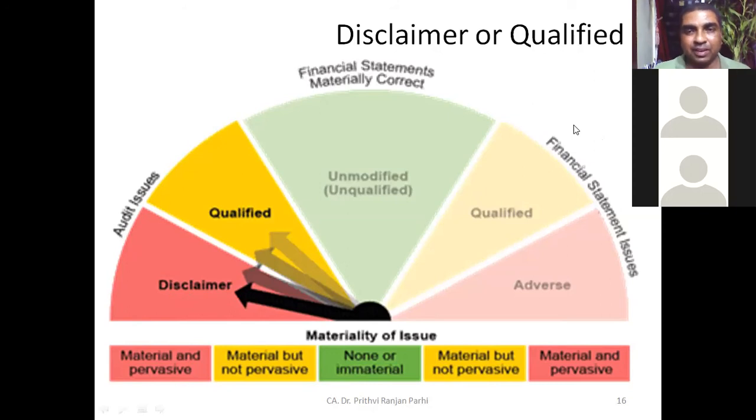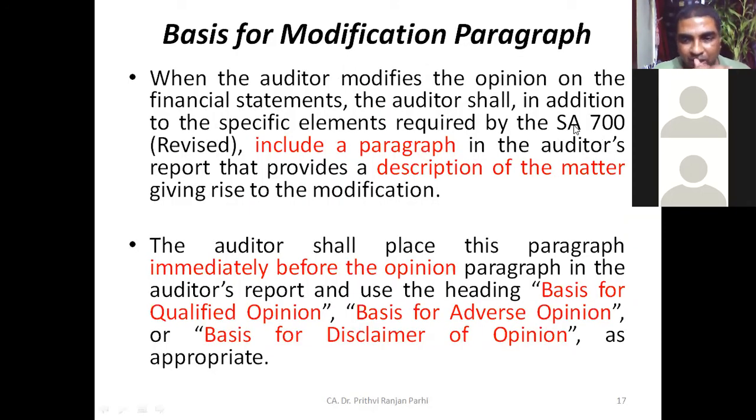Okay. Now, friends, quickly, I will be covering this part: the basis of qualification paragraph. Here, one thing we have to understand: when the auditor is qualifying his report or giving an adverse report, he has to write the basis, that is the reason for which he has qualified. The auditor must specify the reasons for his qualification. This is the requirement of the standards. When he is giving a qualified opinion, adverse opinion or disclaimer of opinion, he has to give the reason. For a clean report, no reason is required.